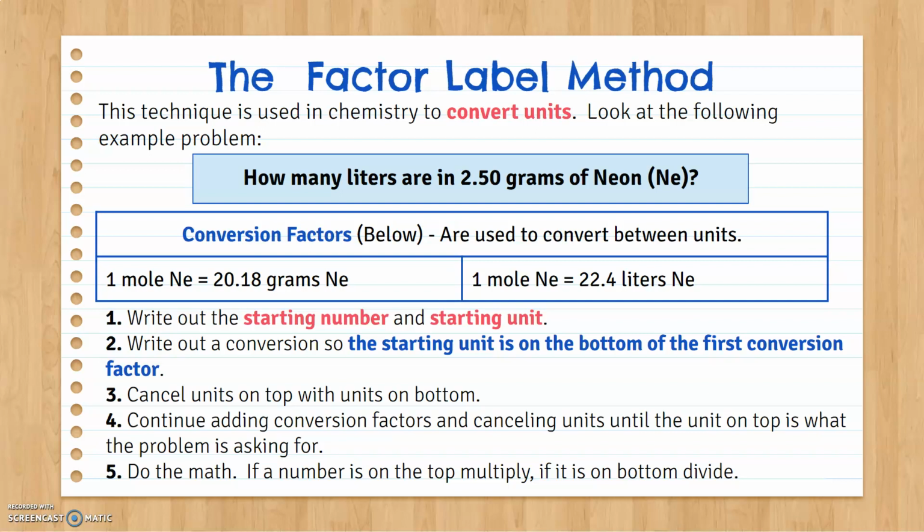I have two conversions here, and these are conversion factors, and they're going to allow us to convert between different units. One says if I have a mole of neon, that's 20.18 grams of neon. I don't really need to know what moles or grams are. I know that 1 mole equals 20.18 grams. Second conversion factor, I've got 1 mole of neon equals 22.4 liters of neon. Again, all I really need to know is that 1 mole is 22.4 liters. So the first thing you always do is you write out the starting number and the starting unit.